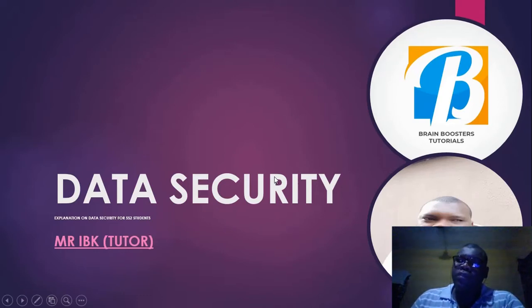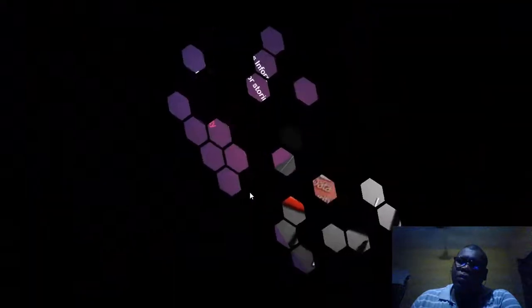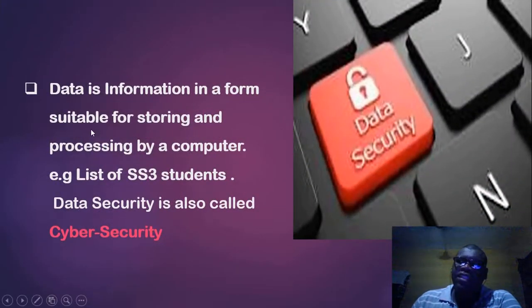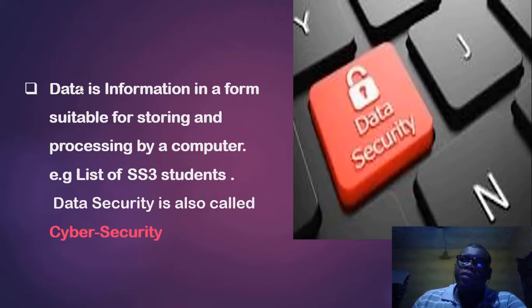So today I want to do an explanation on data security, a topic in data processing for SS2 students. Let's look at some basic information, like what data is. What is data? We're looking at data security. Data is information in a form suitable for storing and processing by a computer. So data is simply any particular information that a computer can store and process. That's basically what data is.